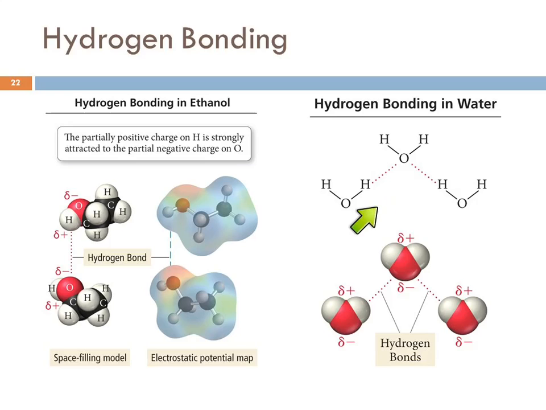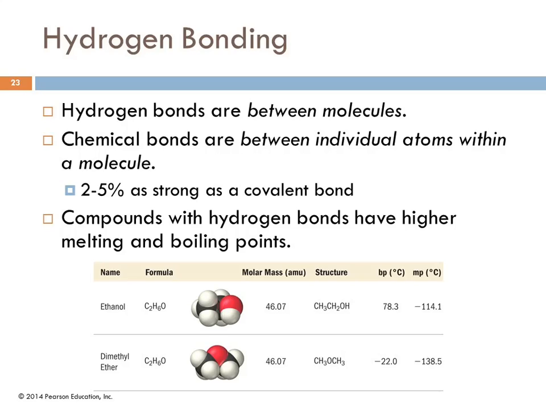Here's hydrogen bonding in water. This oxygen can be hydrogen bonded, attracted to the hydrogen on this molecule and also to the hydrogen on another molecule, because water is a very small molecule. On the ethanol, the carbon part kind of gets in the way of having multiple hydrogen bonds forming, but in water there can be multiple hydrogen bonds.